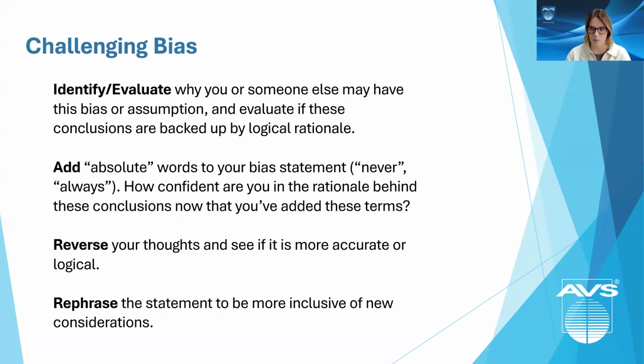So once you've identified your biases, you should try to challenge them so that they don't interfere with your ability to write an impartial review. And you can do this with a few strategies. First, identify what the bias is and why you have it, and evaluate whether or not it's logical. Add absolute words such as never or always, and then test that statement again to see if it still makes sense once you've added these terms. Reverse the statement and see if it's more accurate or logical that way, or rephrase the statement to include new considerations.